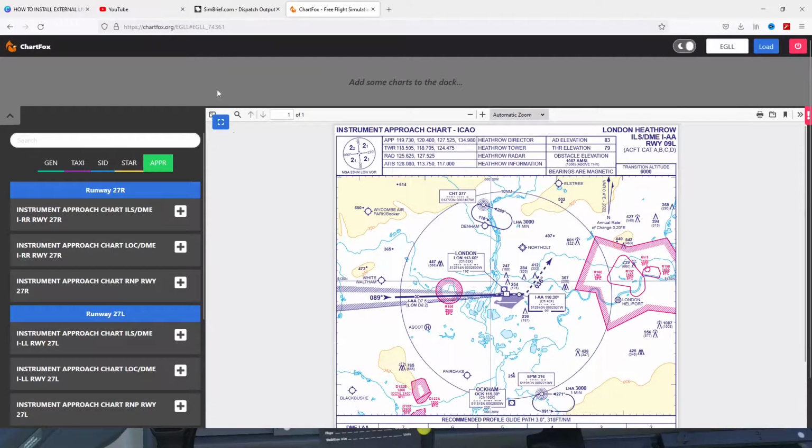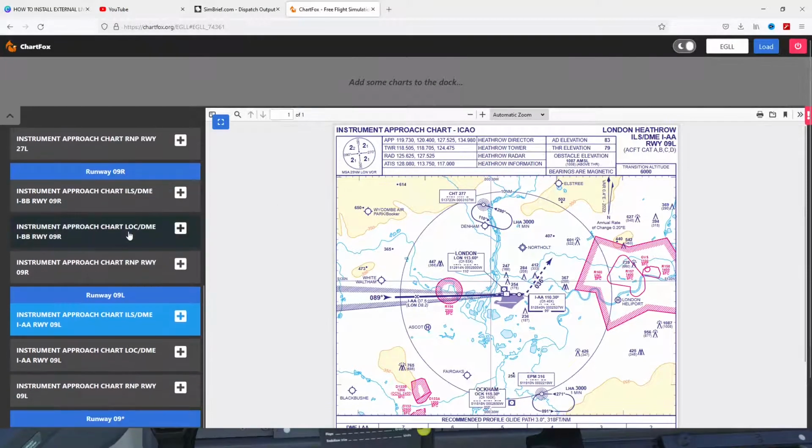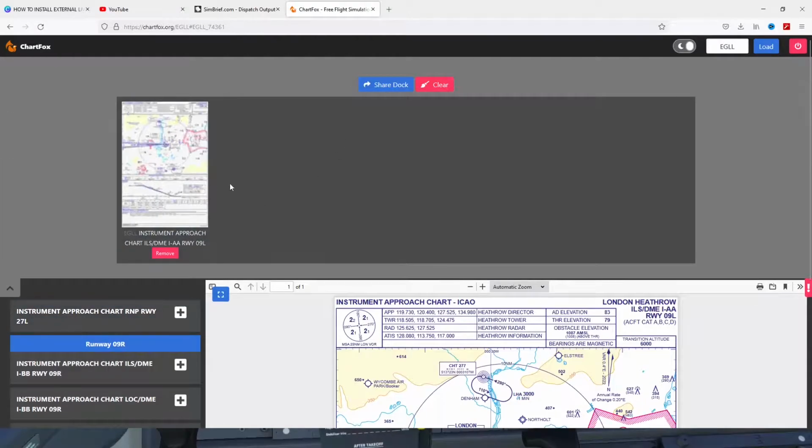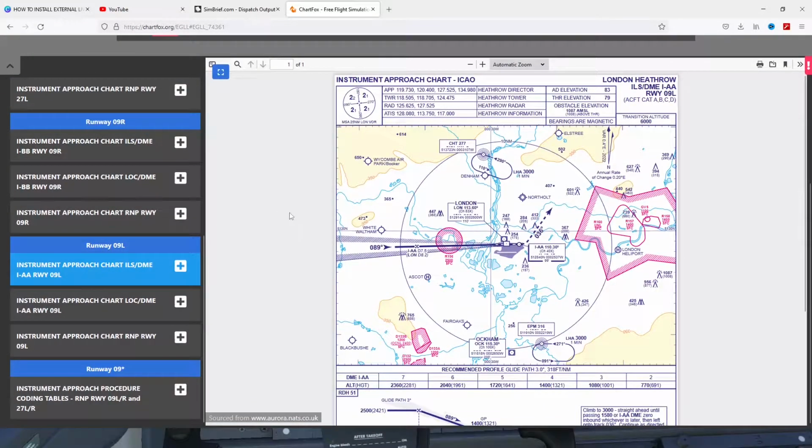So what we want to do now is come over to ChartFox, put in the ICAO of our arrival airport, and then come down on the side till we find the runway we'll be using, and then select the ILS DME chart. From there, I would suggest adding that to your dock here, so you can easily access that chart among all your other charts you will be using for the flight. For this, here we can see many different things about the ILS approach.